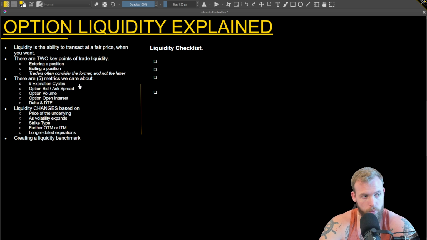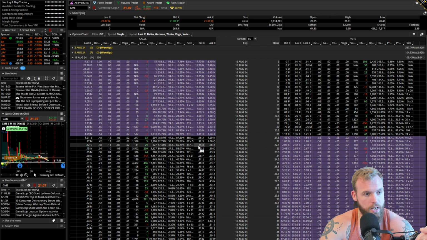So now you know the price of the underlying impacts it and how. You know that the strike type impacts it and how, meaning if it's a weird strike or if it's a standard strike or if it's a round number or not. We also know things like further out of the money or in the money can impact our options. So let's take a look at what that looks like.